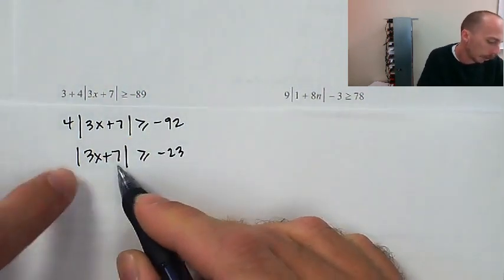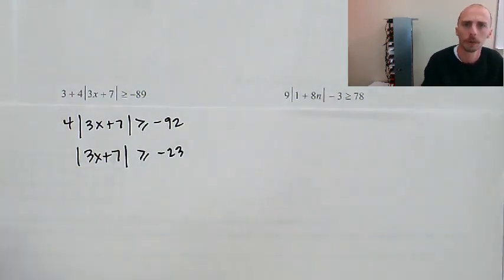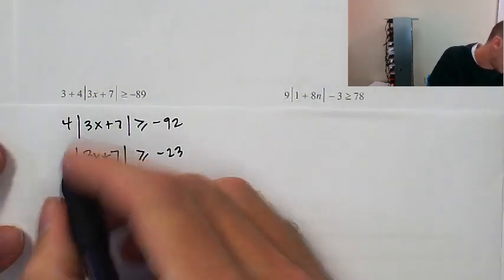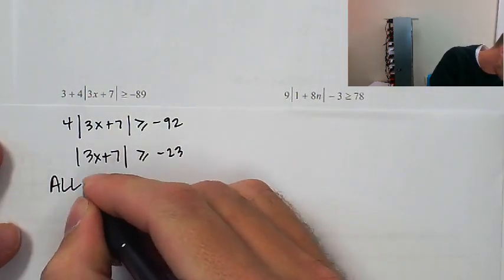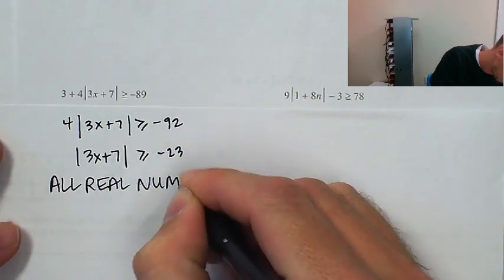Okay, that's not an arithmetic I'm familiar with, but it's all good. Figured it out. And think, okay, when is the absolute value of a number greater than or equal to negative 23? Always. Absolute value is always either positive or 0, so that's always greater than or equal to negative 23. I'm going to say that this inequality is true for all real numbers.